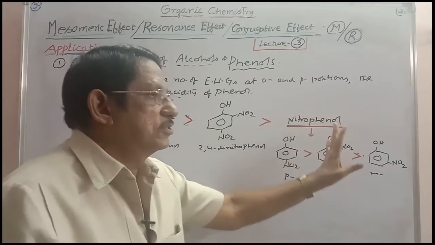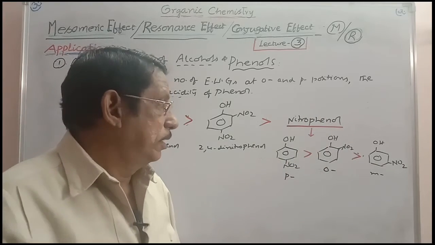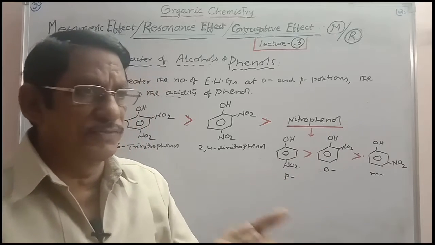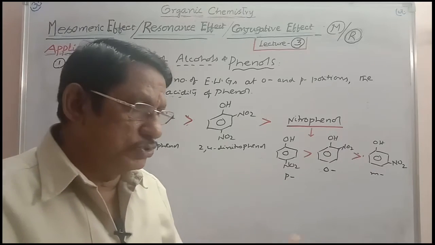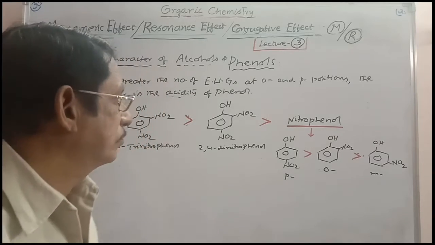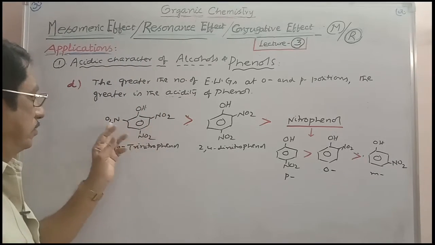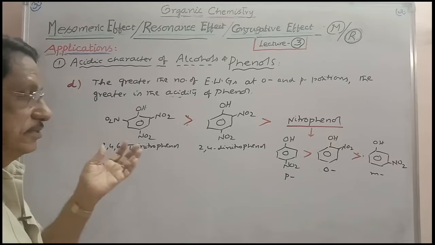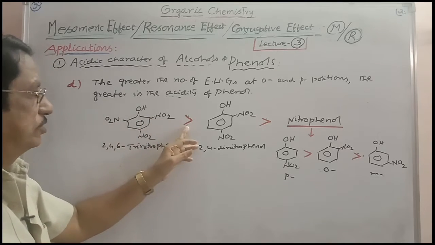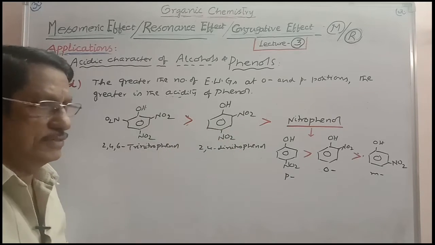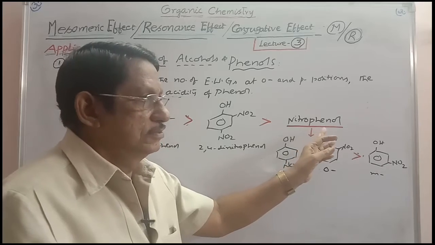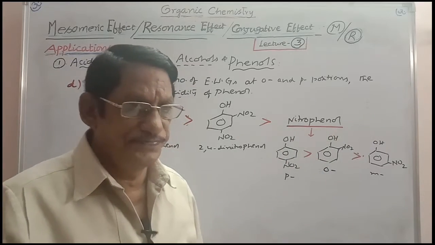And this is nitrophenol. Nitrophenol is always more acidic than phenol because nitro group is an electron withdrawing group. Minus mesomeric effect as well as minus inductive effect is operating. Here, as 3 groups are electron withdrawing, the acidic character is much enhanced. And so, 2,4,6 trinitrophenol is more acidic than 2,4 dinitrophenol. 2,4 dinitrophenol is once again more acidic than nitrophenol.